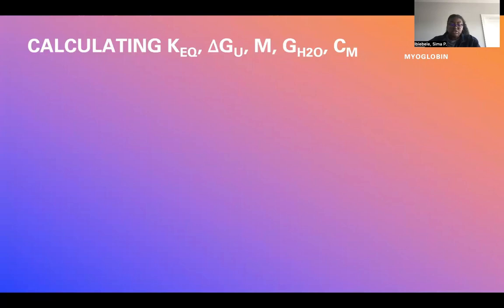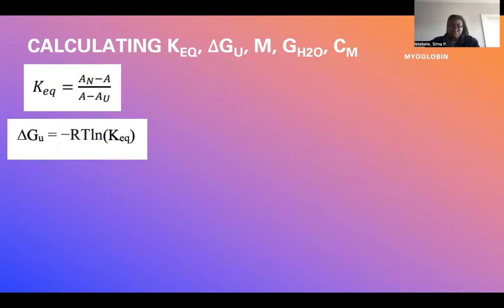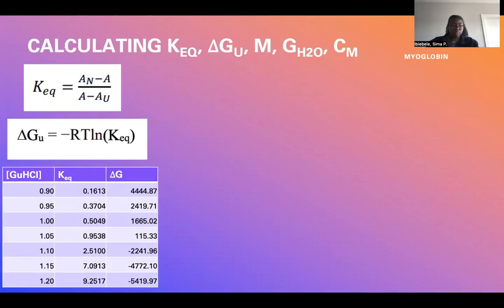The equilibrium constant was calculated for each sample in Excel using this equation. The Gibbs free energy of unfolding was calculated in Excel using this equation and the K values we just derived. This plot shows the K and delta G values for the concentration of guanidine hydrochloride that corresponded linearly with absorbance.